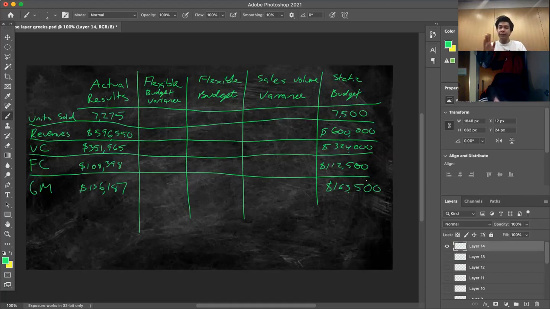So the whole point of doing this: the static budget is created before the actual numbers are posted. What the static budget does is give us a forecast of what's going to happen, right? Now, actual results is what actually happened. What we want to do right now is compare our static budget to the actual results to see how accurate our forecast numbers are. Unfortunately, because units sold is different for the static budget, it wouldn't be an accurate comparison.